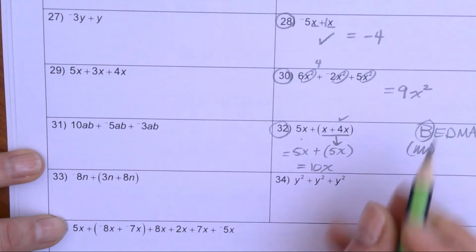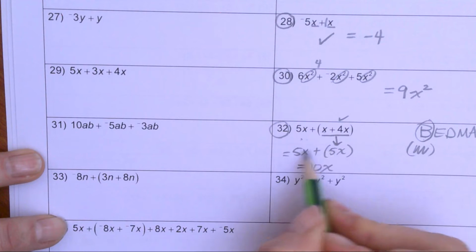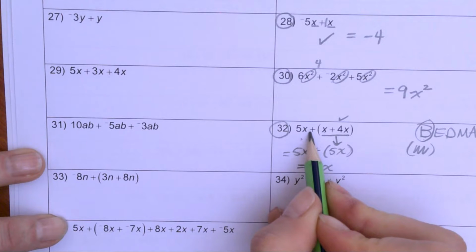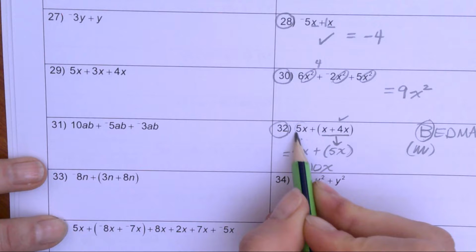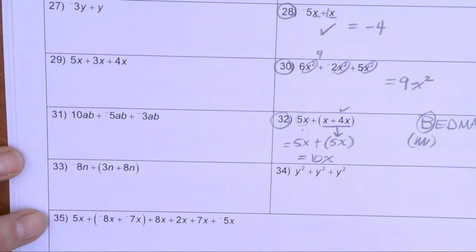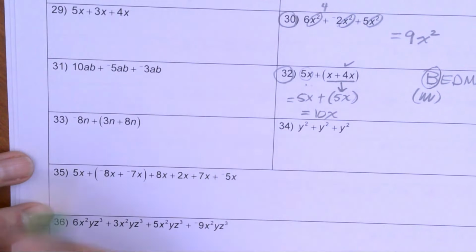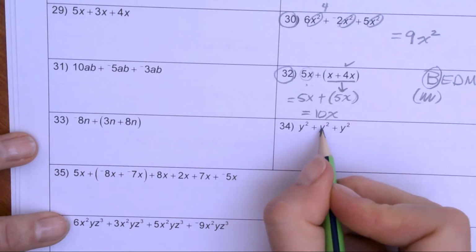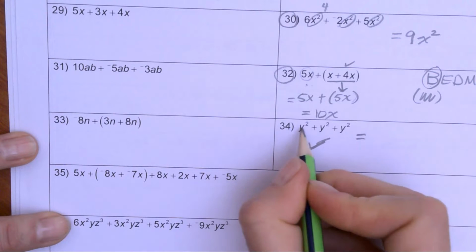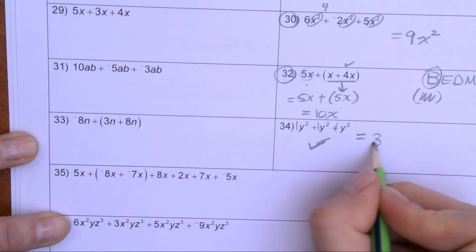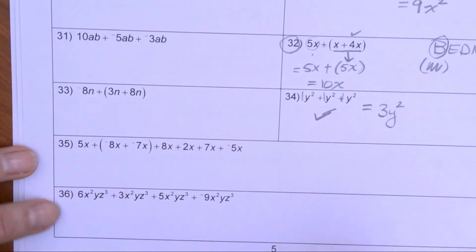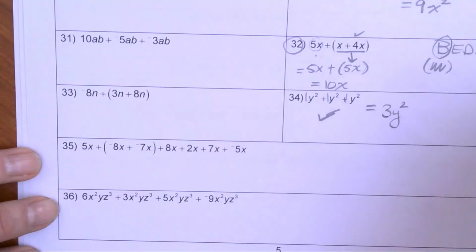Now some people might go, oh, maybe this is multiply here because it has a bracket. Go back up and look here. You'll go, oh no, it's just 5x plus this, so you'll know it's plus. Okay? So here, y squared, y squared, y squared, they're all like terms. Good. I have 1, 1, 1. That means I have 3 y squared. Okay, so now for 35 and 36, I want to show you a few things.